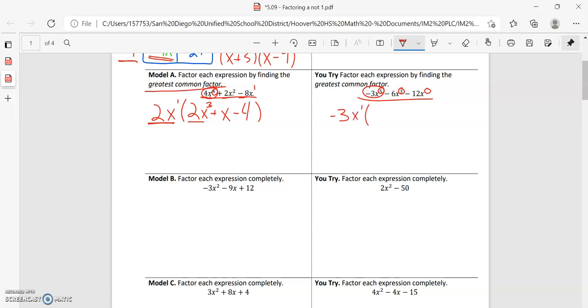And what's left over? -3x to the 1 times what equals -3x to the 5. We are missing 4 x's. -3 times what equals -6. That's +2. And we're missing 2 x's. And finally, -3 times what equals -12. That is +4. And we're missing no x's. So we are done.